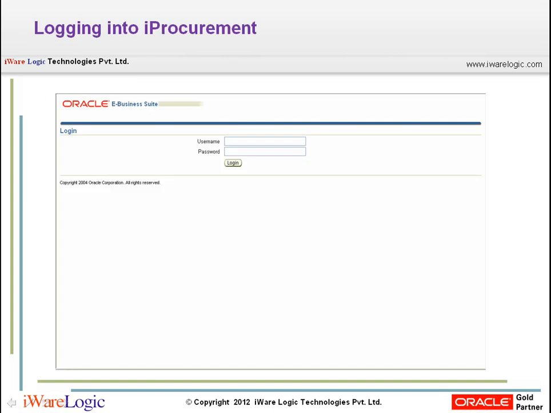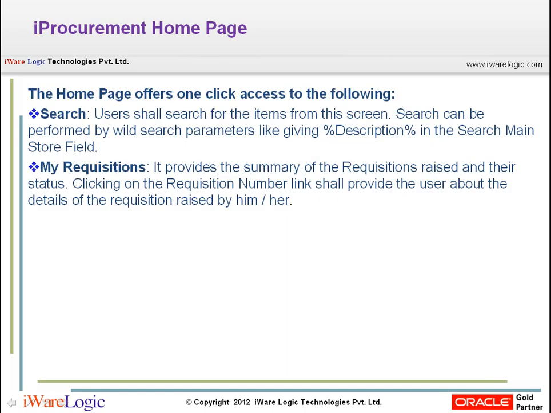After setting up the system, we can log in to iProcurement using our standard E-Business Suite login page, wherein the user will enter his username and the password which is given to him. Once he logs in, he can directly go to the home page, which offers one-click access to the search and my requisitions. In the search option, the user will search for the item from this screen.